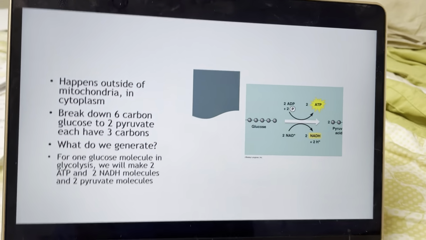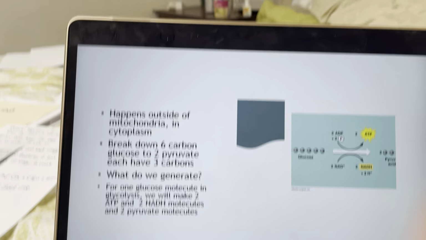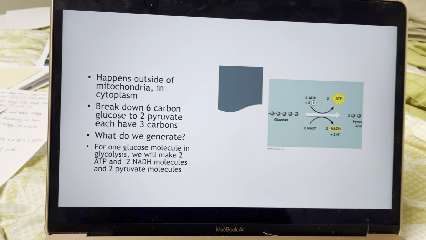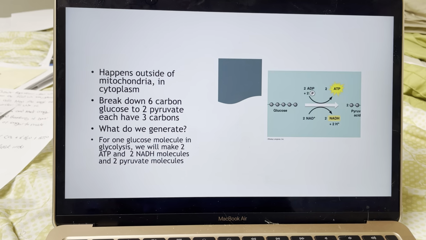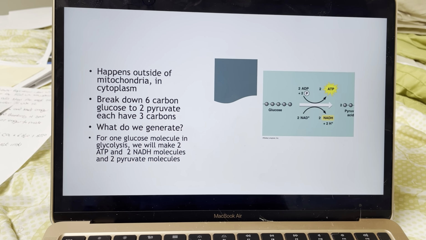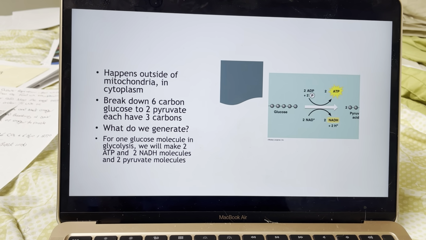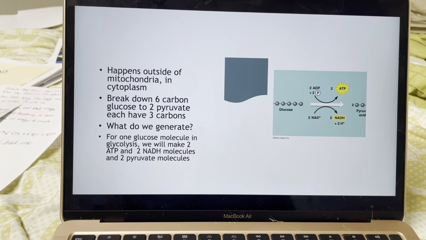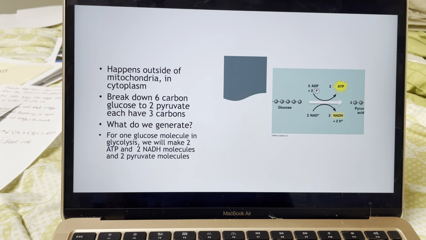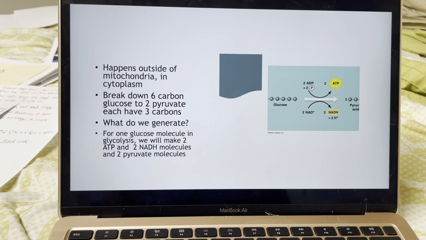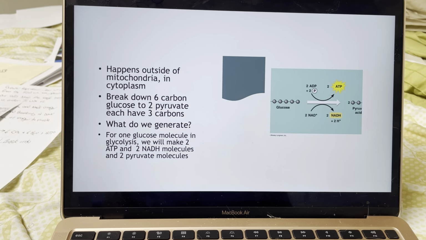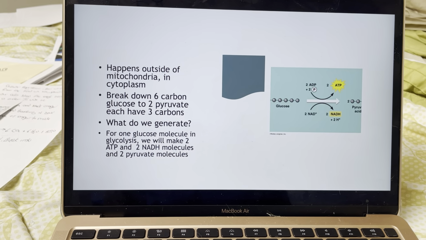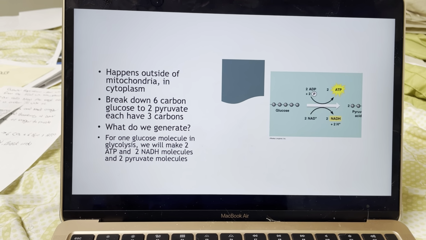So glycolysis, we're pretty familiar with it. It happens outside of the mitochondria, in the cytoplasm. But as a recap of what it does, it's going to break down the 6-carbon glucose to 2 pyruvate molecules, and each of those pyruvate molecules has 3 carbons. And then what do we generate from the cycle? From every glucose molecule in glycolysis, we will make 2 ATP, 2 NADH, and 2 pyruvate molecules.